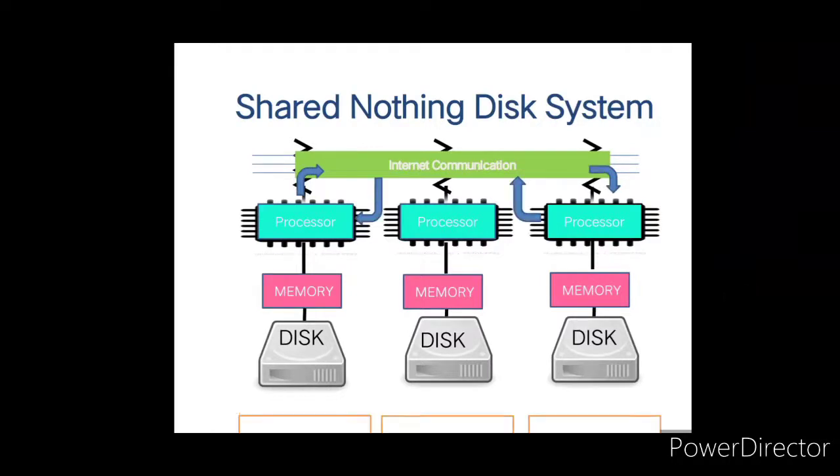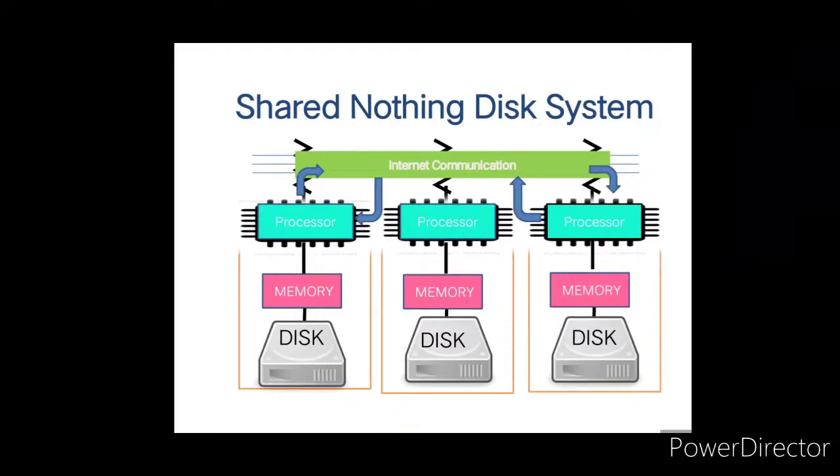The advantage of the shared nothing disk system is that the number of processors and disks can be connected as per the requirement. It can support many processors, which makes the system more scalable. The disadvantage of the shared nothing disk system: data partitioning is required. The cost of communication for accessing the local disk is much higher.